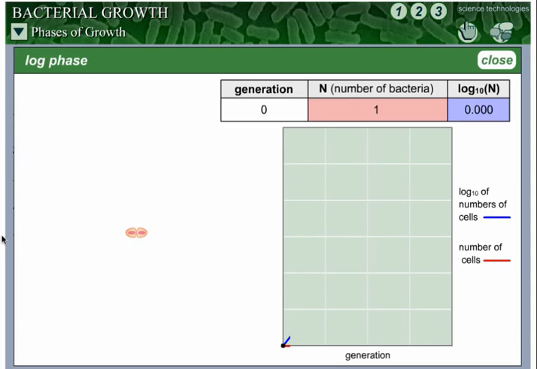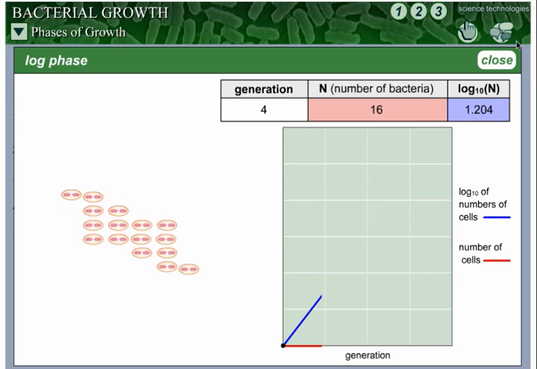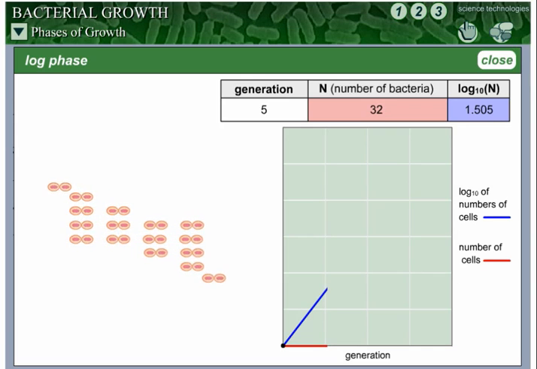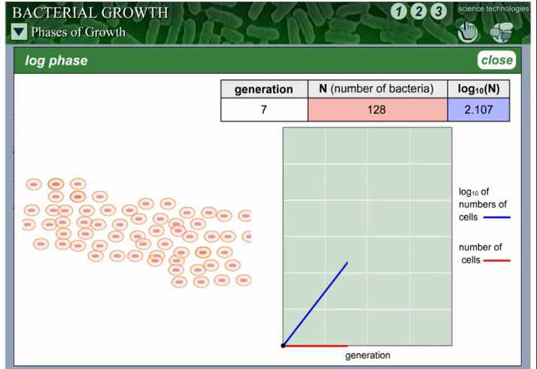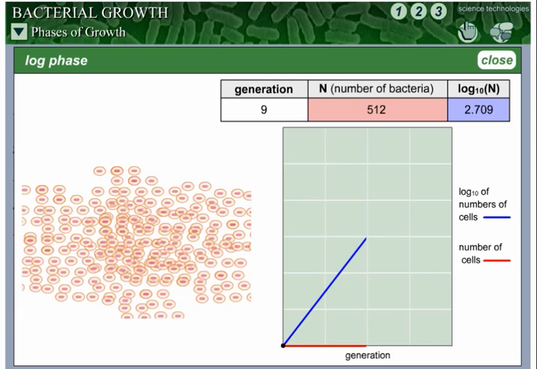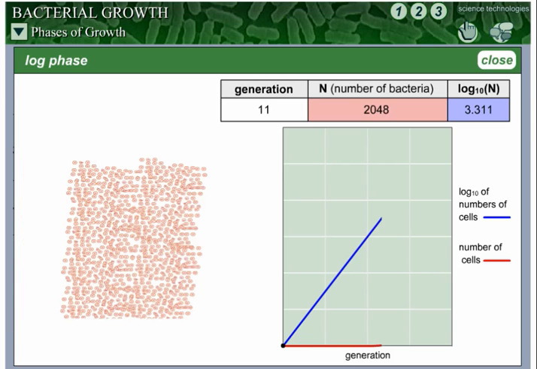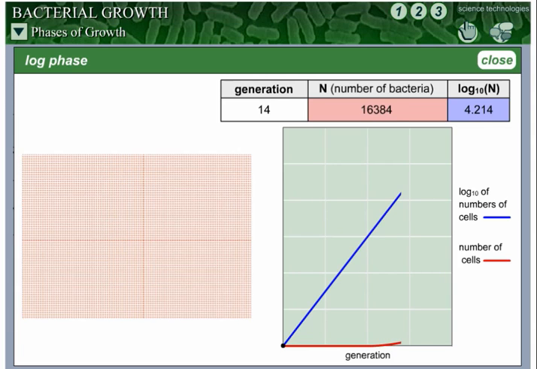During the log phase, or exponential growth phase, the bacteria are actively undergoing binary fission. During the log phase, the bacteria double their numbers every generation period. The generation period can range from 20 minutes to days, depending on the species. As long as there are plenty of nutrients and little waste buildup, the bacteria will continue growing exponentially.